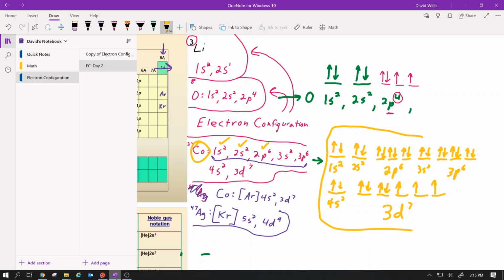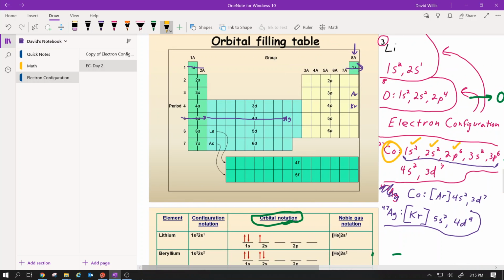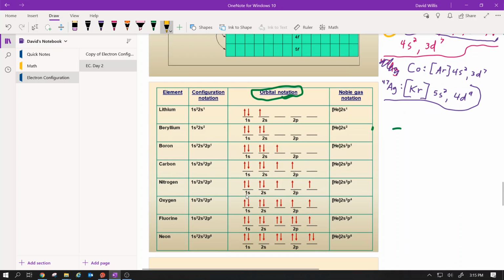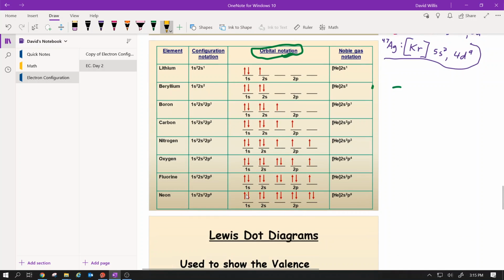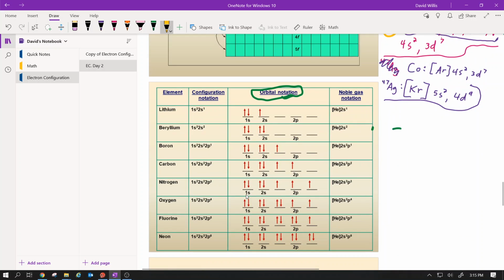Questions about that? All right. Good, because there it goes. Hey, right here, orbital notation. Let's take a look. This happens to be for period 2 going across. Lithium: 1s2, 2s1. There's 1s2 up, down. There's 2s1 up.